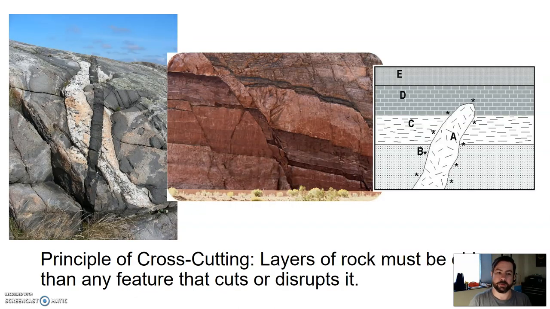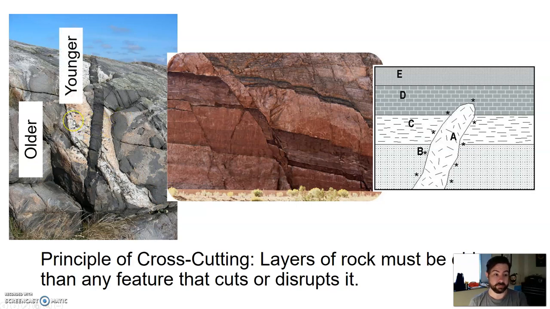The next principle is the principle of cross-cutting. Layers of rock must be older than any feature that cuts or disrupts it. So looking over, let me get rid of this one. Okay, so looking at this rock, this black rock, it looks like it has some white stuff that's cutting through it, as well as a thin black line cutting through it. Well, that means the rock has to be older, because it has to exist first for this stuff to cut through. Now, what came next?